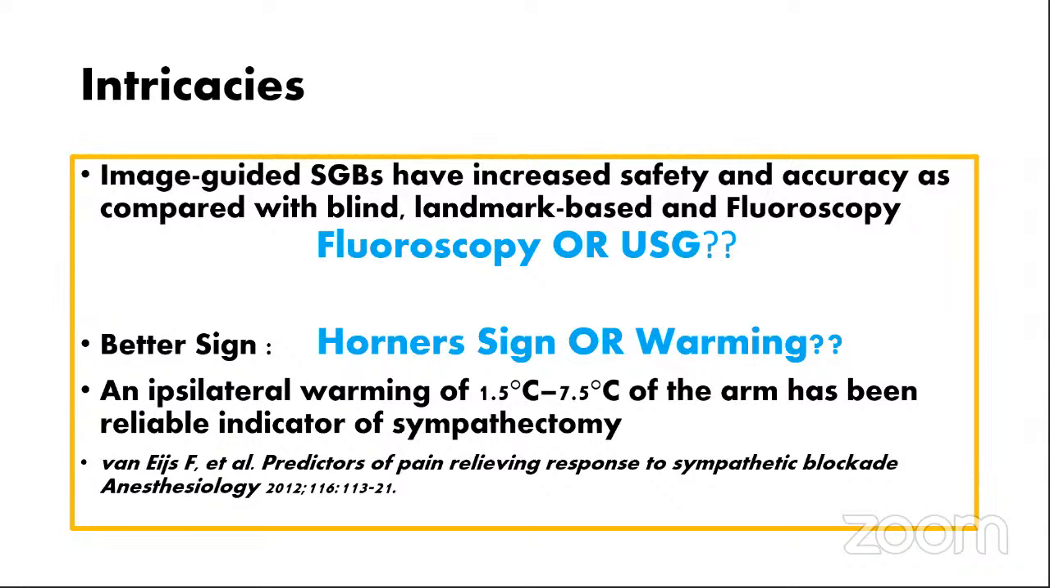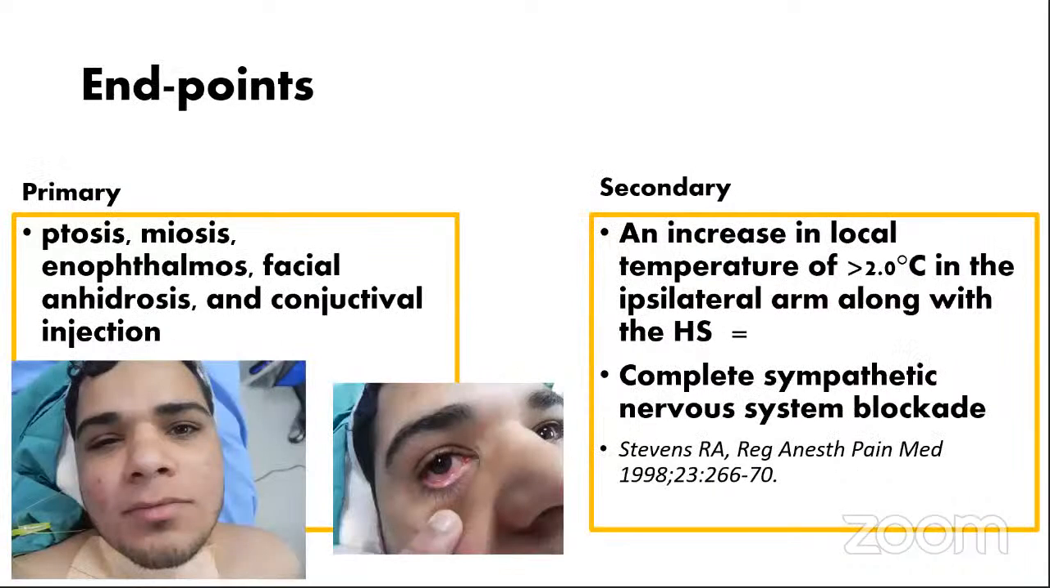Now, again, it has been mentioned that if you use image-guided stellate ganglion blocks, they have an increased safety rather than going with the blind landmark-based technique or even with fluoroscopy. So again, there's a debate whether fluoroscopy scores over ultrasound or vice versa. One of the better signs is a Horner's sign, which you usually get immediately after you inject a local anesthetic, but an ipsilateral warming of 1.5 to 7.5 degrees of the arm has been a reliable indicator of sympathectomy as well. Now, we get these endpoints.